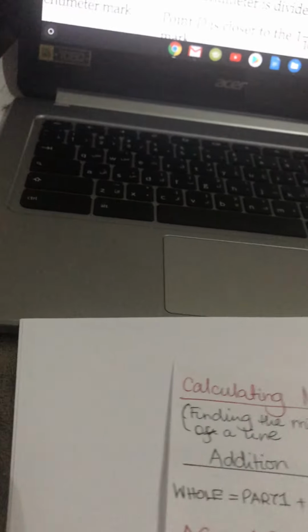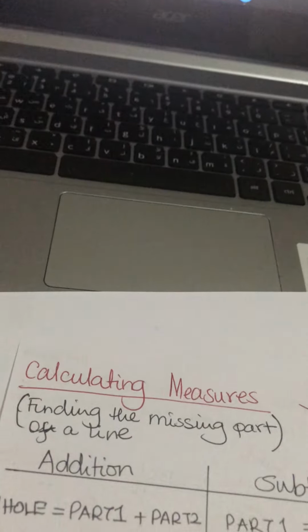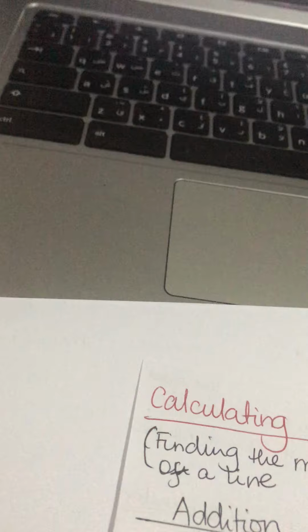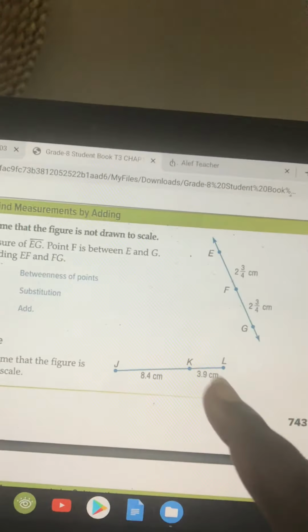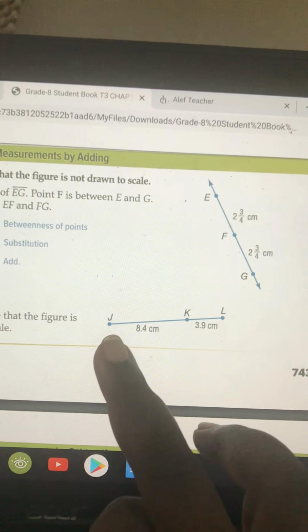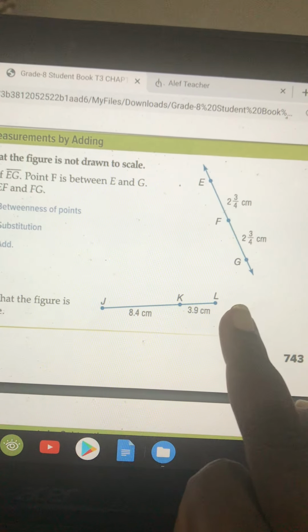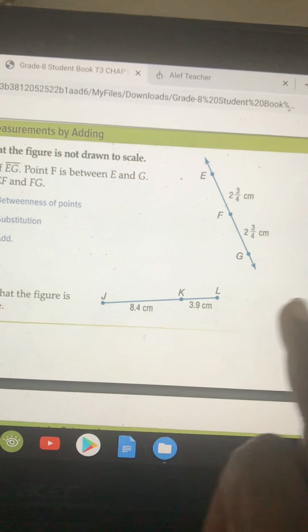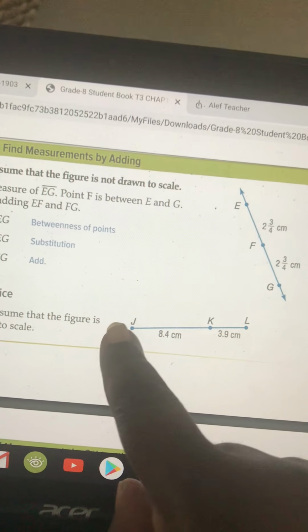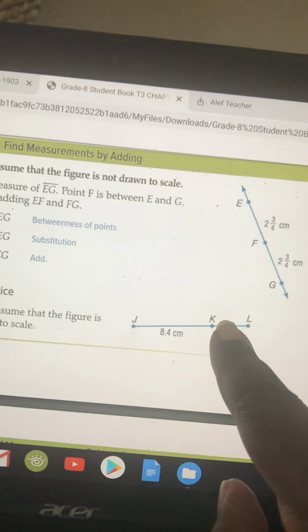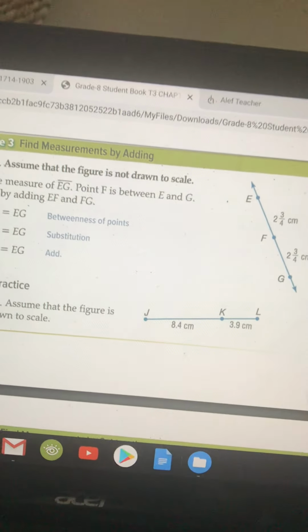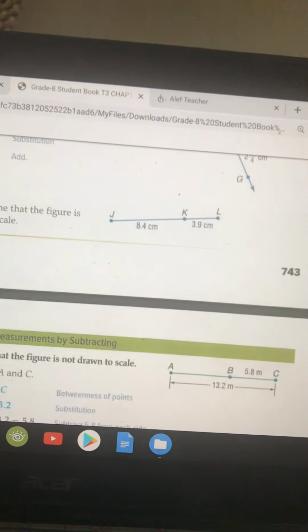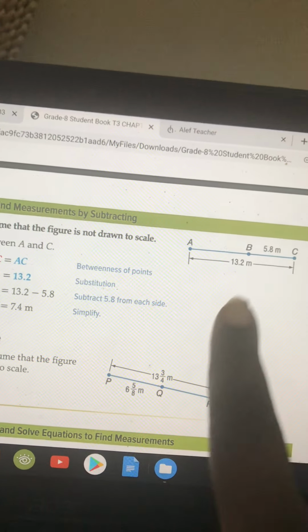Now let's do an example about measuring like this. So let me make my book smaller. Okay. To find JL, I'll just add JK to KL. This is easy because you're moving from J to L. So you're moving from J to K, K to L. I want the whole line, so I will add.